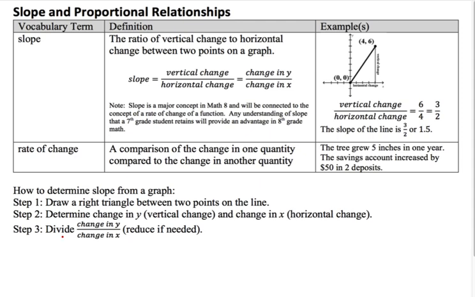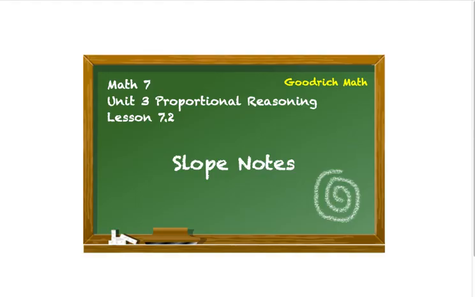So how to determine a slope? You're going to draw a right triangle between 2 points on the line, determine how much y changes, determine how much x changes, make a fraction, and divide if needed, or reduce if needed.